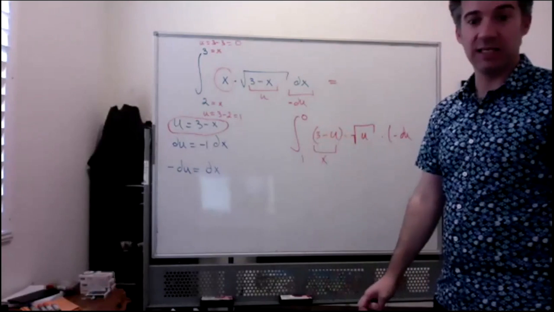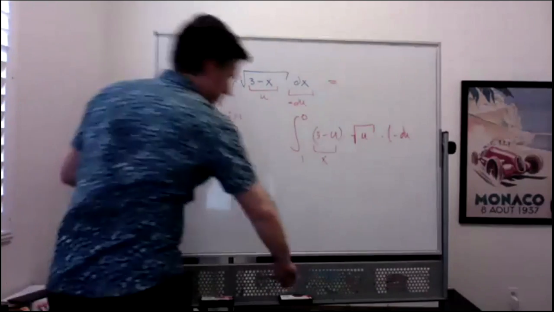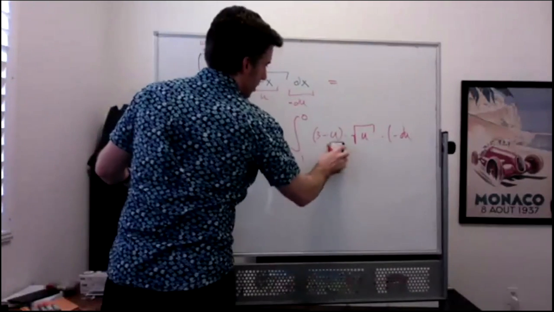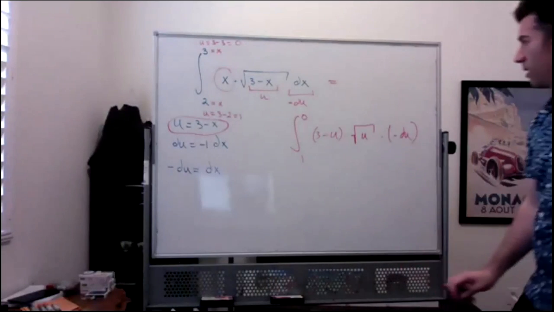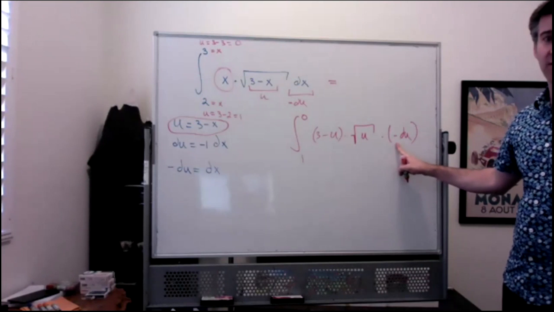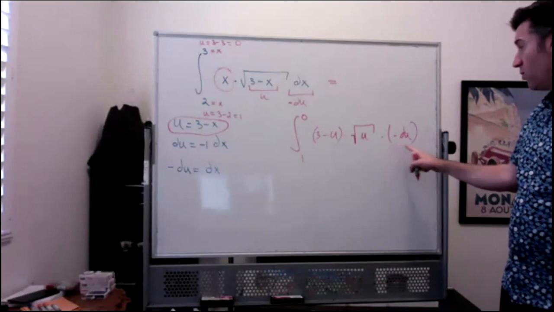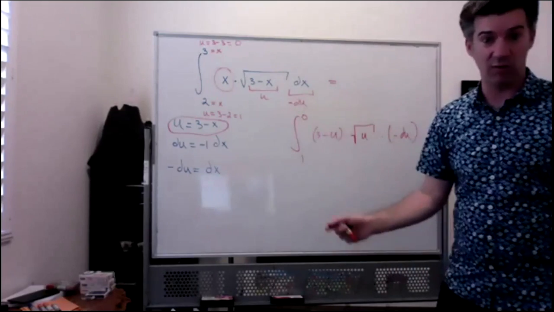And yes, x is 3 minus u. If I solve for x, I add x, I subtract u. Okay, so here's a nice thing that I have noticed. Sorry, there's some parentheses around there. I'm going to factor out this minus sign because I can. Just like I factored out the 1/5 in the previous problem, whatever the multiple of du is can always come out in front of the integral.